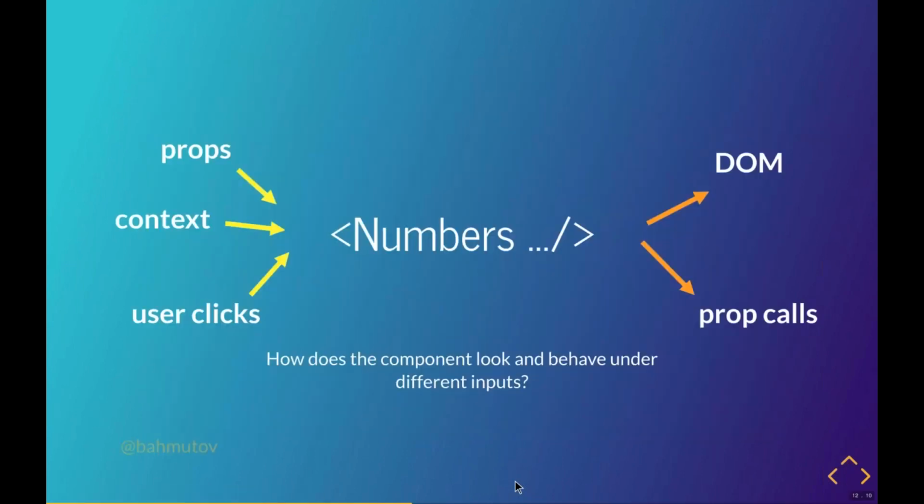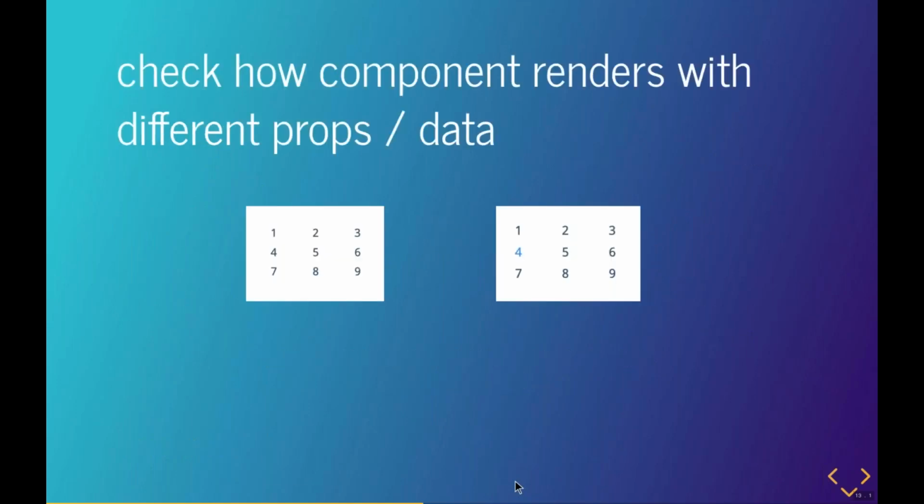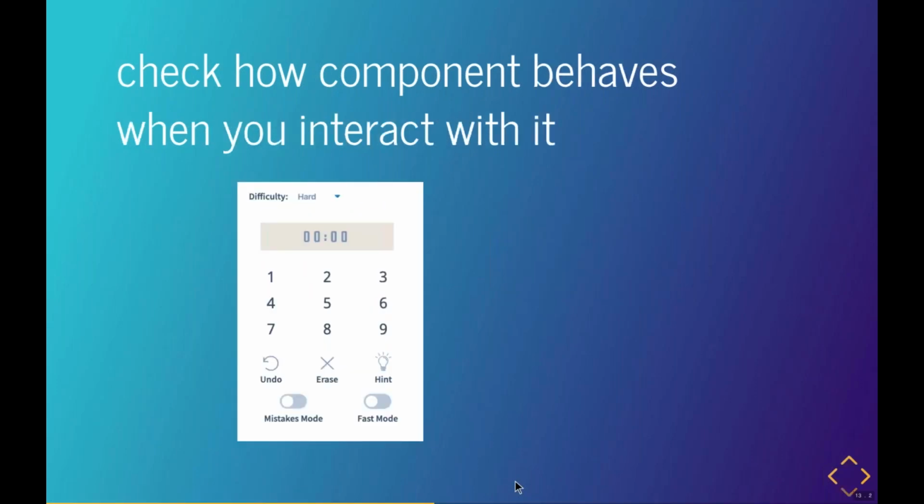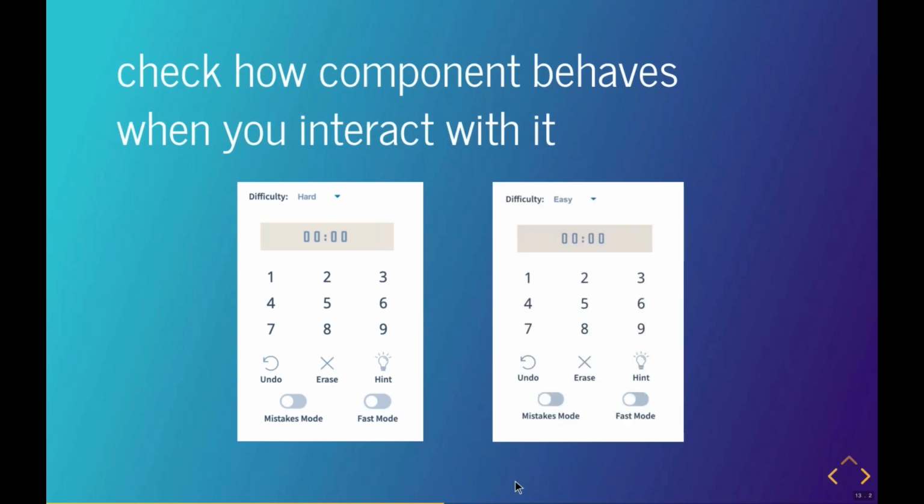So in a sense, our component as inputs takes the props, the context, and user clicks, right? That's another source of inputs. So if we really want to test this component, we have to feed it different props, different contexts, and user clicks, and see how the DOM looks and if the prop was called in response to the click. And we want to check how that component looks depending on the data and how different components behave in response to the user interactions. For example, we have the status and there are different toggles. So we really want to send click events to that component and see that it looks correctly.